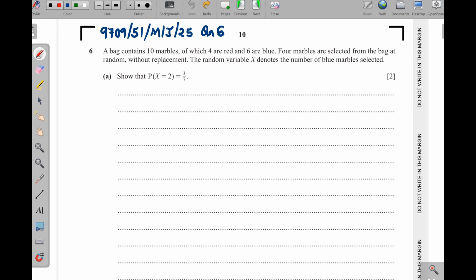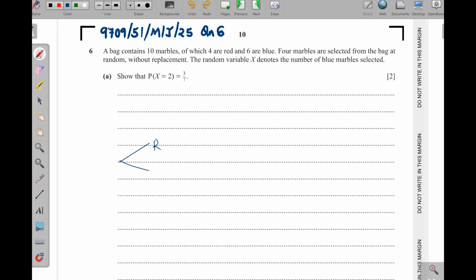Now there are 2 methods you can use here. You can use a tree diagram, but this one is going to be big because you have red, blue. If there are how many marbles? 4. So you have here, you have here, you have here. So it is going to be a big thing. Okay, it will be wasting your time.